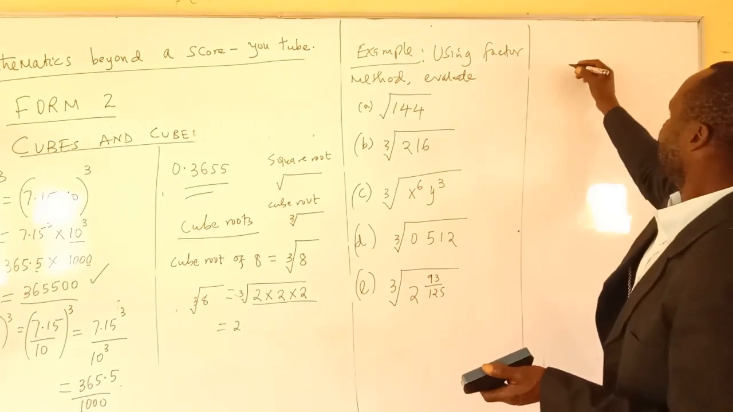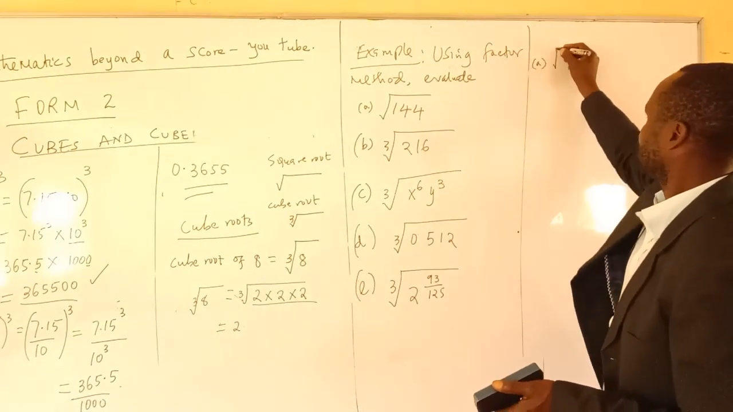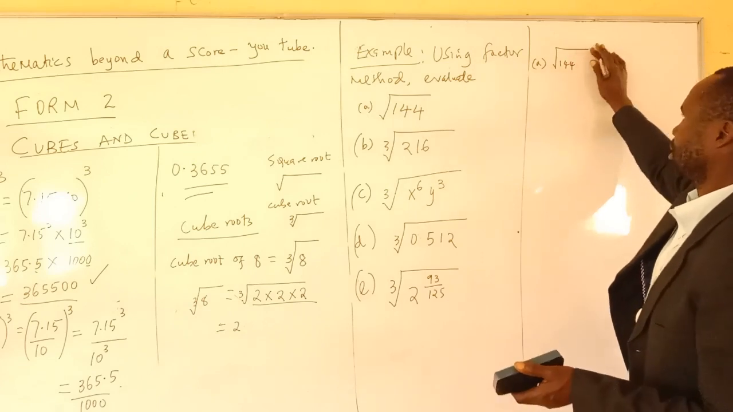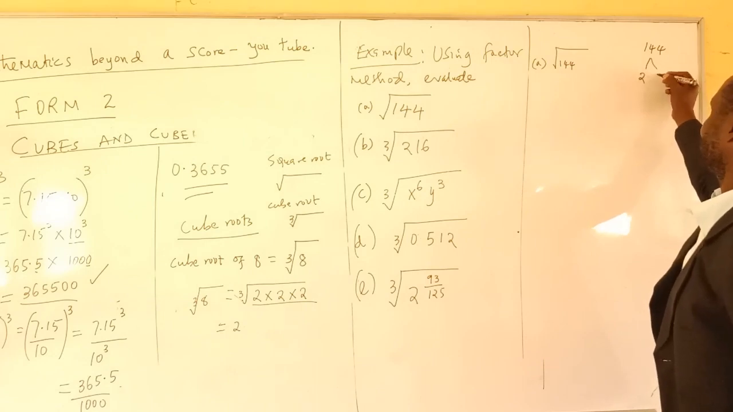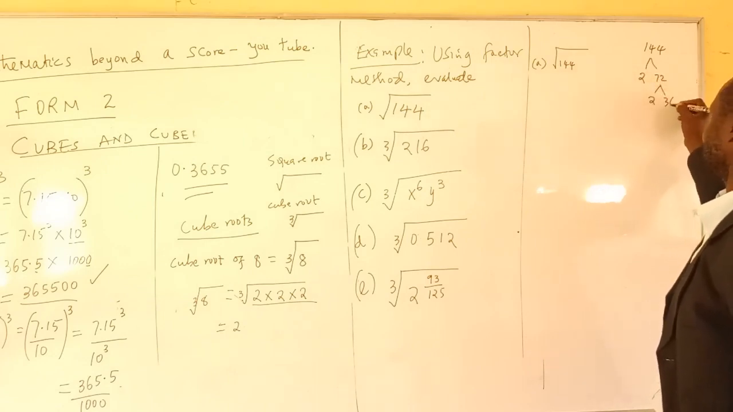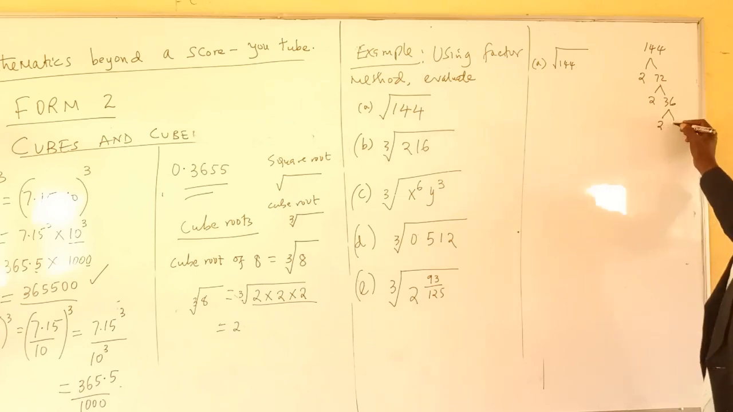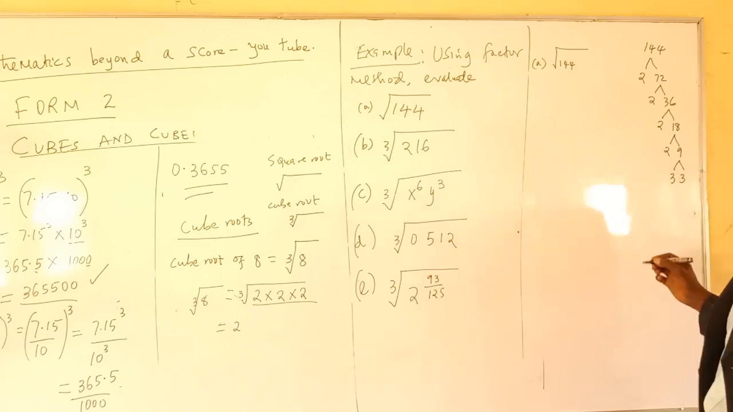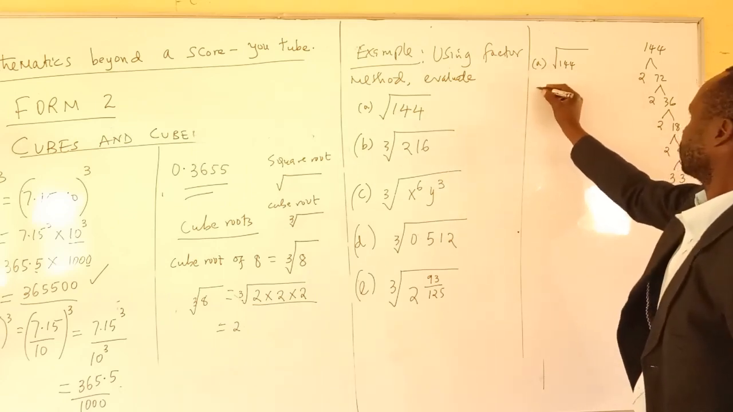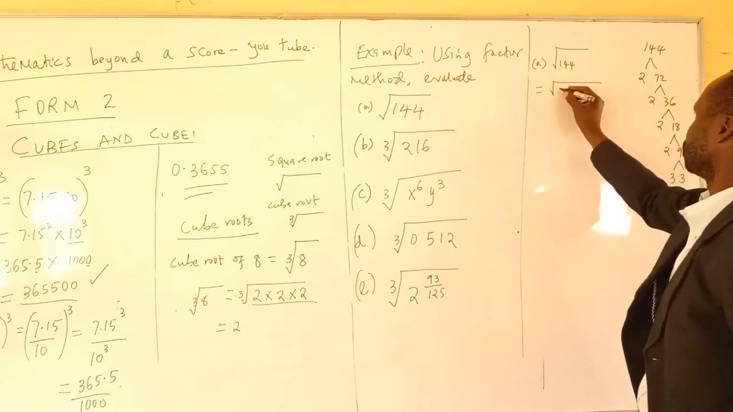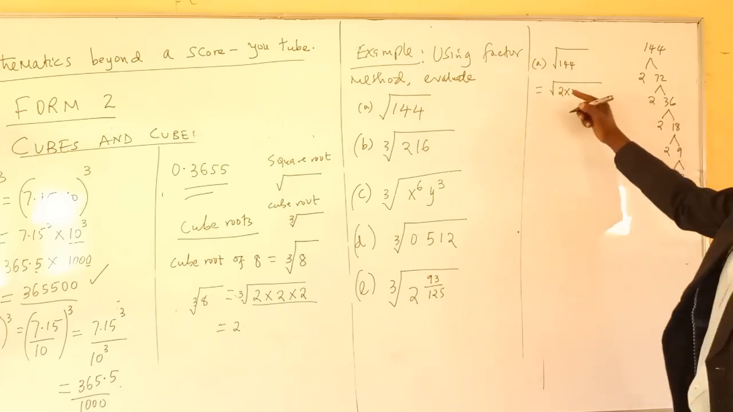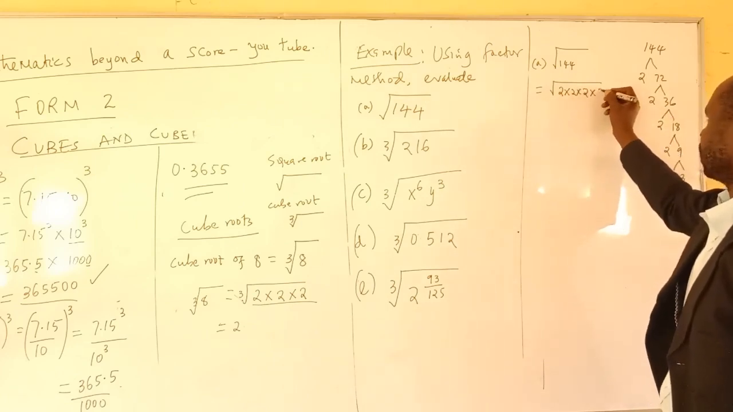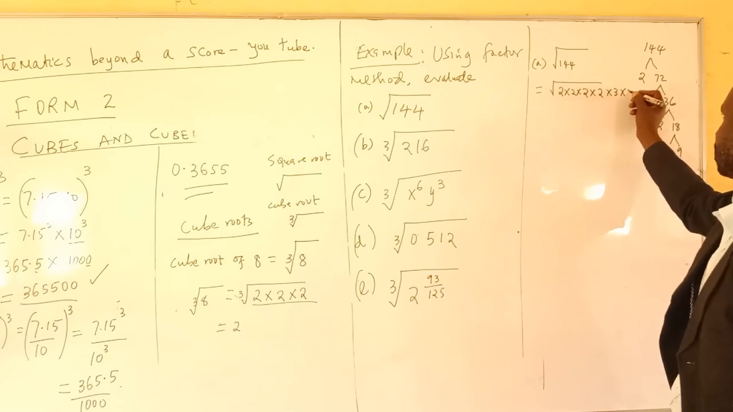So here, part A, the square root of 144. By the factor method, 144 is 2 times 72, 2 times 36, 2 times 18, 2 times 9, and then 3, 3. So this is the same as the square root of 2 multiplied by 2, how many 2's are there? 1, 2, 3, 4. Then multiply by 3, then multiply by 3.